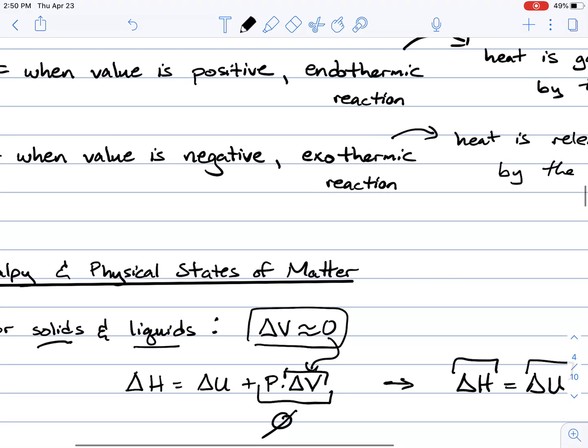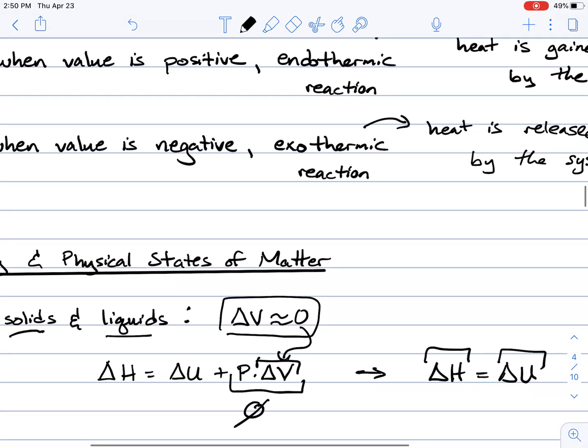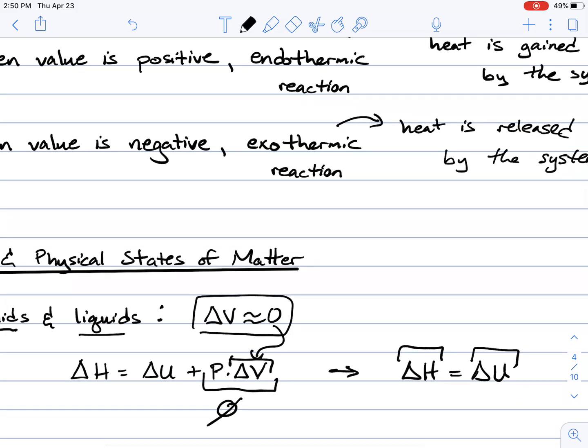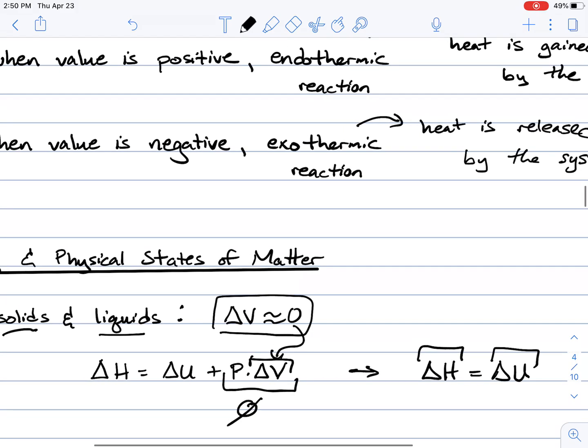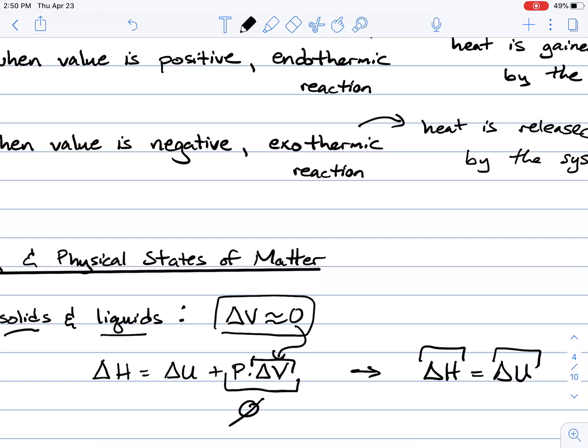So for solids and liquids, the change in enthalpy is equal to the change in internal energy. A lot of your chemical reactions are actually occurring in an aqueous state, and that falls under the subcategory of liquids. This is one of the reasons why we can attribute or express enthalpy as heat.